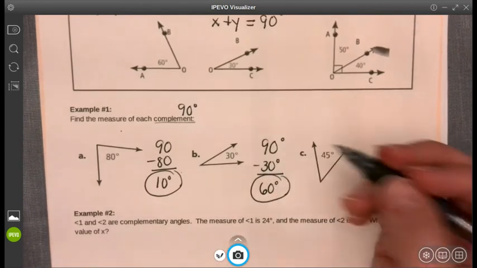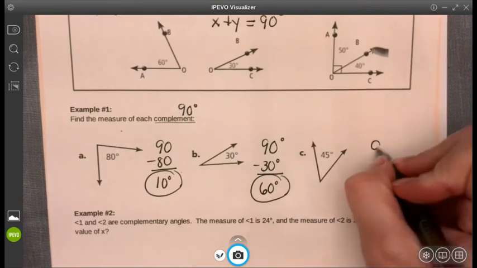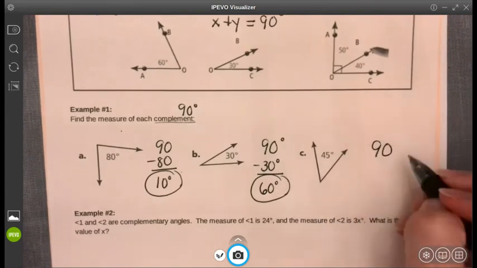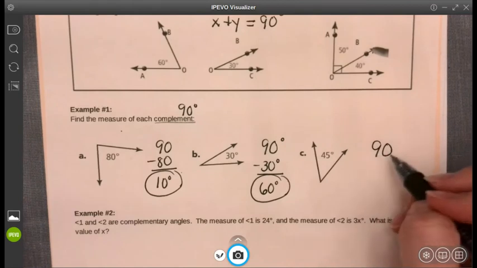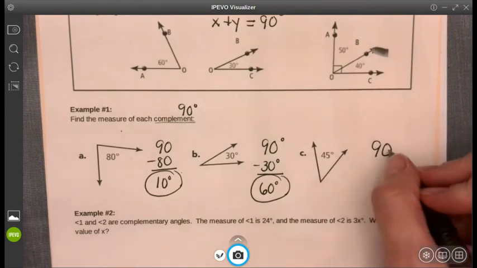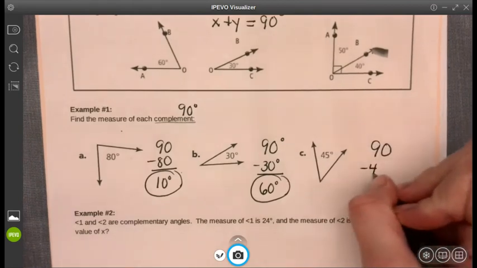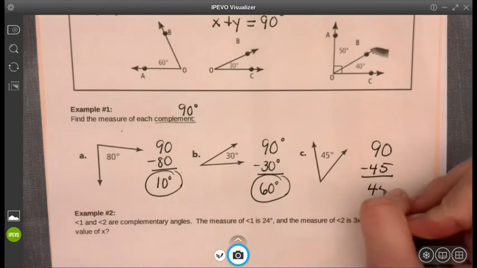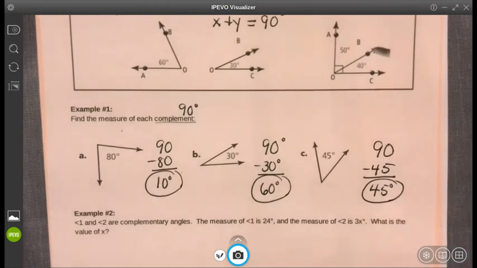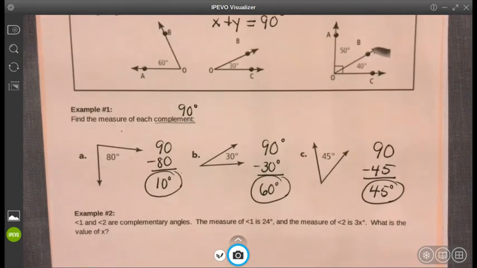And then over here, if you have a 45-degree angle, they want us to find the complement to that. So I start with 90, I subtract 45, and I also get 45 degrees. So that's the complement to that angle. So that should be pretty basic and straightforward. But again, it's vocabulary.